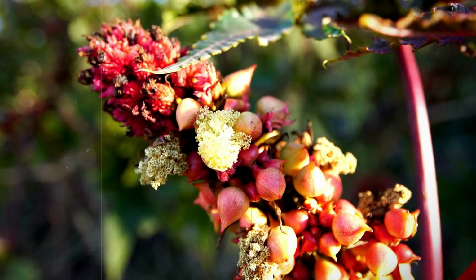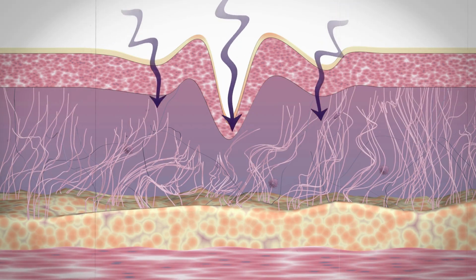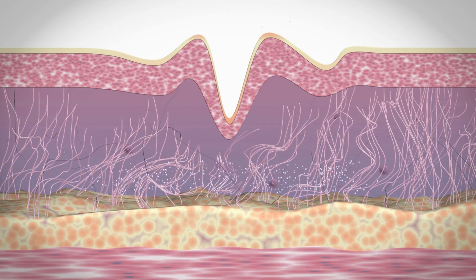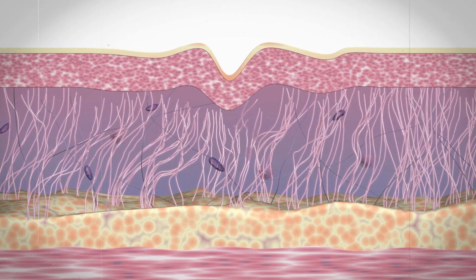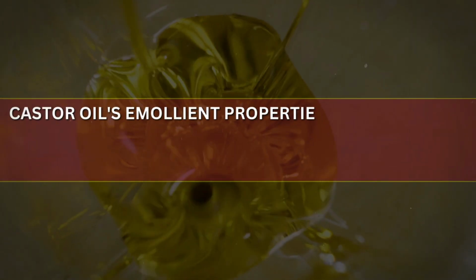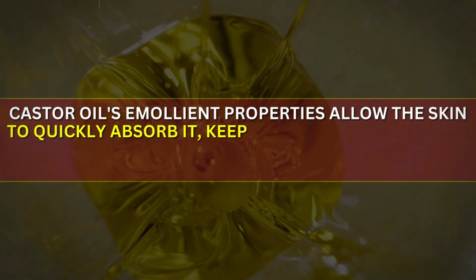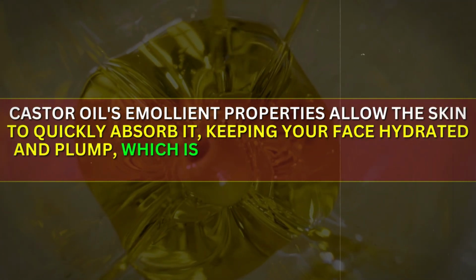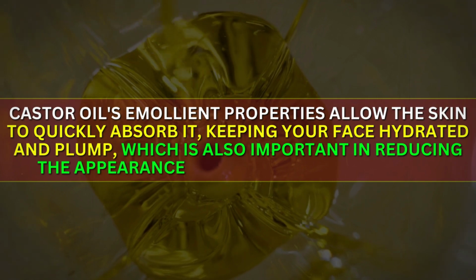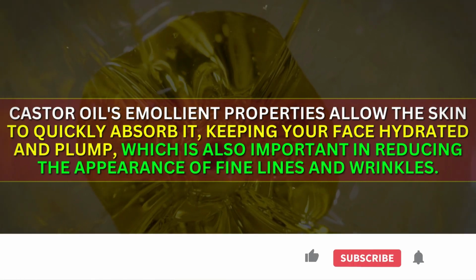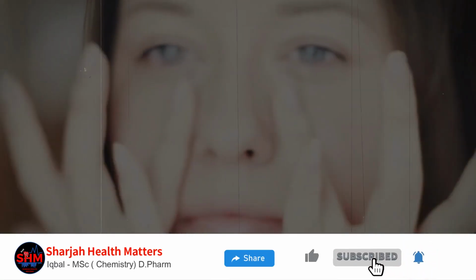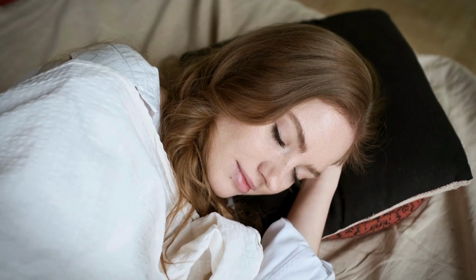Eliminating fine lines and wrinkles. Castor oil is great for reducing fine lines and wrinkles because it penetrates deep into your skin, which stimulates the production of elastin and collagen. These two components in the skin are responsible for elasticity and tautness. Castor oil's emollient properties allow the skin to quickly absorb it, keeping your face hydrated and plump, which is also important in reducing the appearance of fine lines and wrinkles. For maximum benefits, apply oil to your face at night before going to bed.